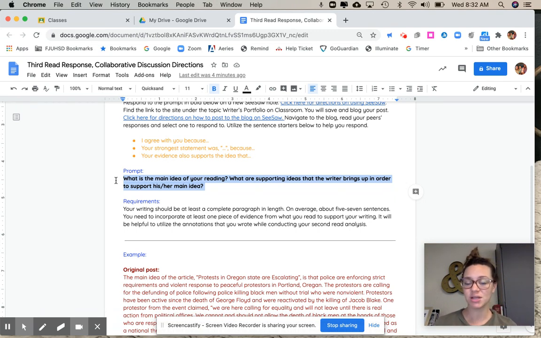Then you're going to also continue your writing by answering what are supporting ideas that the writer brings up in order to support his or her main idea. So your writing should be at least a complete paragraph in length, which means about 5 to 7 sentences. The below example, I think, is 6 or 7. You will need to incorporate, which means put in, at least one piece of evidence. So at least one quote that you found while you were reading and annotating. It will be helpful, but not mandatory, to utilize the annotations that you wrote already during your second read of the article.